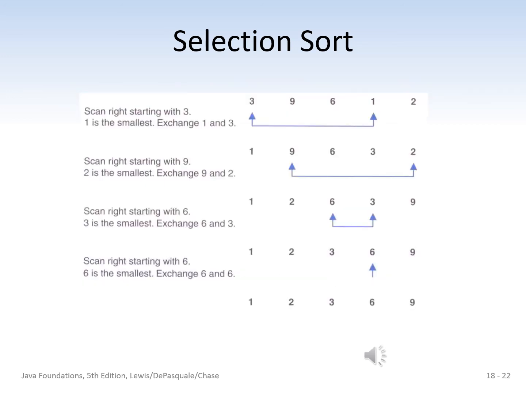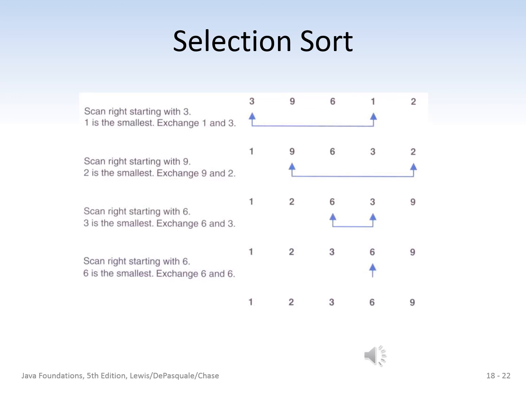So if we had a list of integers as depicted in this slide, and 3 is in the first position in the list, 9, 6, 1, and 2, we will begin the selection sort by scanning right with 3 as the element we're comparing to everything else, and it will determine that 1 is smaller than 3. So it will swap 1 and 3.